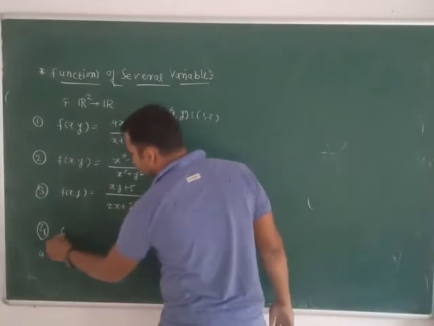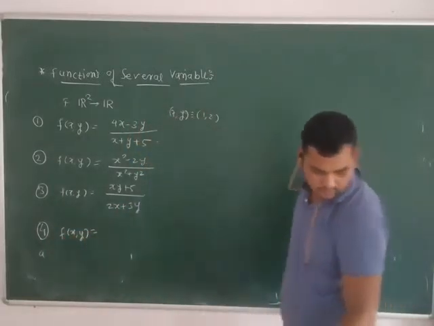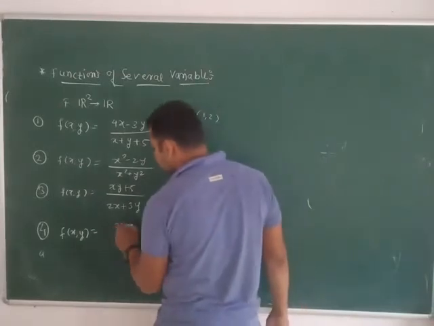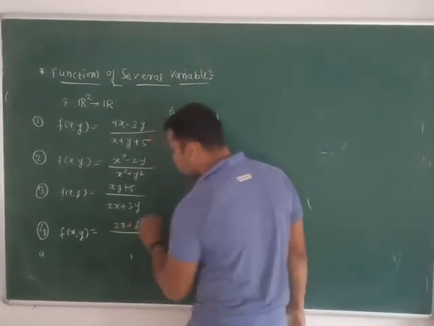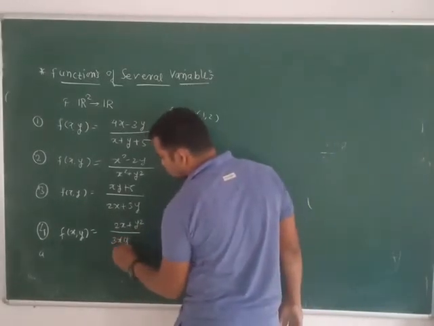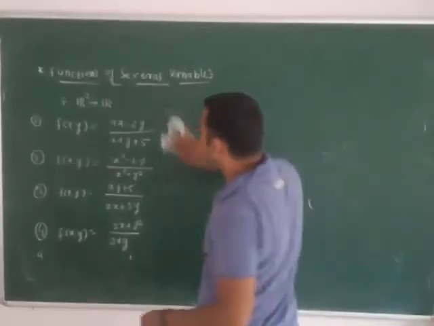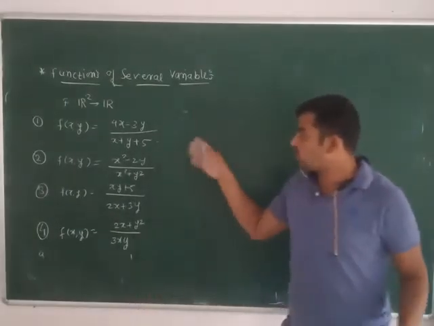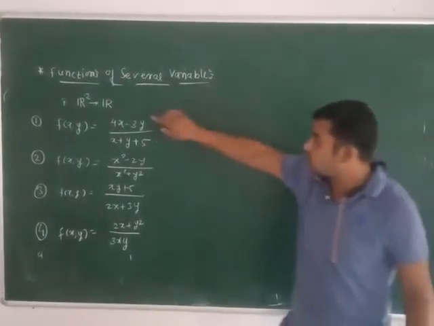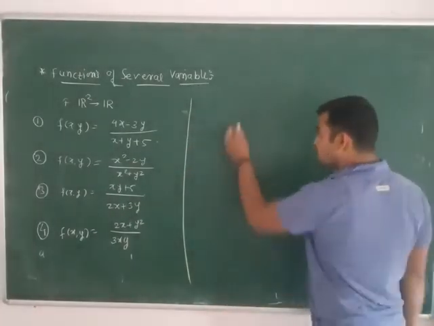Next example. f(x, y) = (2x + y²) divided by 3xy. So these are some particular examples of real valued functions of two variables. Similarly, we will define the function of three variables also.